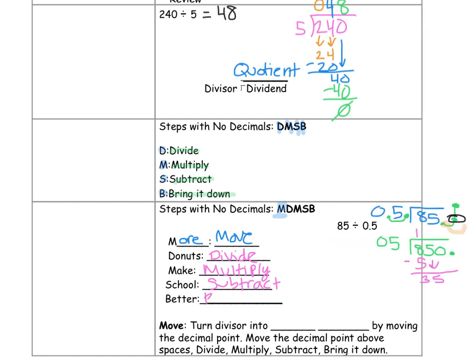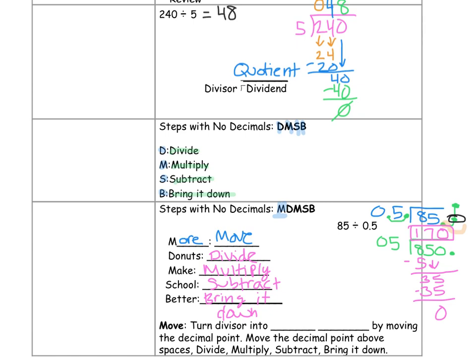Ran out of space. I'm going to write bring it down. And then I have to think about the 35 now. So 35, 35 divided by 5, that's 7. So 5 times 7 is 35. Subtract. And then 5 times what can get me 0? That's 0. So my answer is 170.